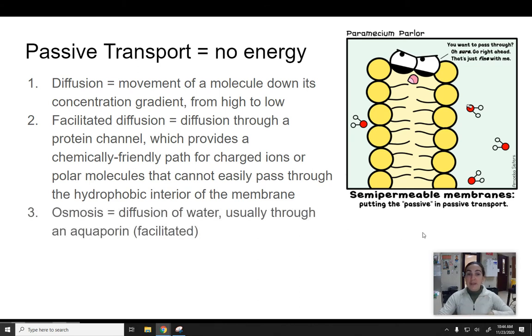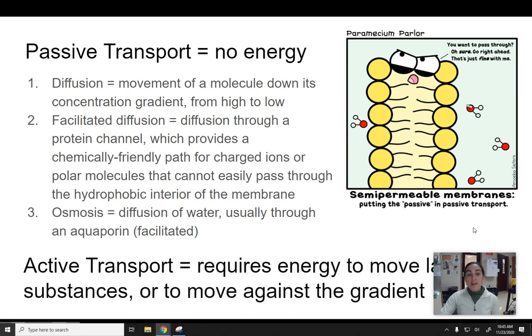The third type of passive transport is osmosis, which is the diffusion of water. And like we mentioned before, that is usually facilitated diffusion. Some water can get through the lipid bilayer, but because of the hydrophobic interior, most of it moves through those aquaporin proteins that provide a hydrophilic channel.